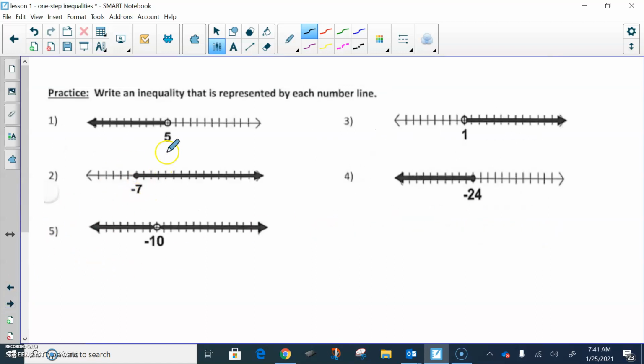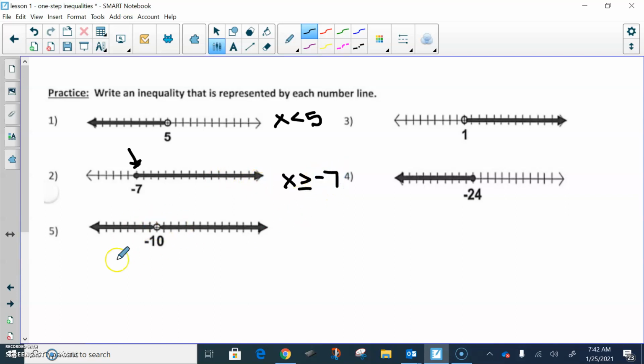Now we're going to do just the opposite. We're going to write the inequality. So this one is telling us all numbers that are less than 5. 5 is not included. So use whatever variable you like. I'll just use x. X is less than 5. This one is all numbers greater than or equal to. You could see the circle is shaded, so we're allowed to include that. So all numbers greater than, whichever way it's shaded, we're pointing that way.